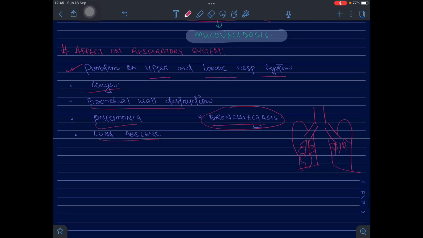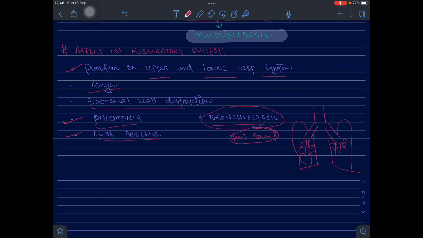During bronchiectasis, the sputum of the patient will be very smelly, with a foul smell. Okay, in bronchiectasis patients, sputum is foul smelling. So let's look, there will also be pneumonia and lung abscess.